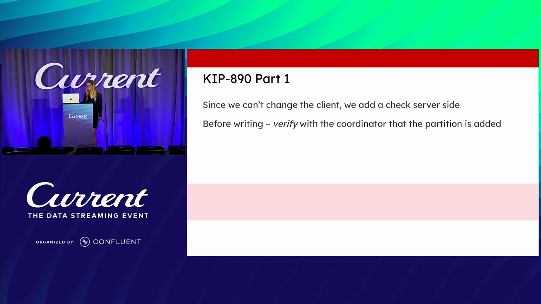So what we're going to do is add a check on the server side to verify with the coordinator that the partition has been added. We'll do the add partitions call, and on the produce request, we will send another message to the coordinator confirming that it was actually added to the transaction before we write to the partition itself. This requires an extra hop, or request, to the coordinator, so it's going to be maybe a little bit slower than before.